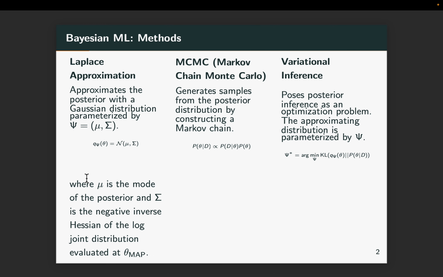One such method is to use the Laplace approximation. The formulation is given on the screen. What we are saying is that we can approximate the posterior with a Gaussian, which is parameterized by some psi, where psi is mu and the covariance matrix, and where mu is the mode of the posterior, theta map, and the covariance matrix is the negative inverse Hessian of the log joint evaluated at theta map. Right. So we have seen it thus far.